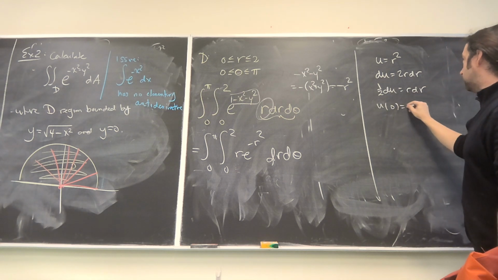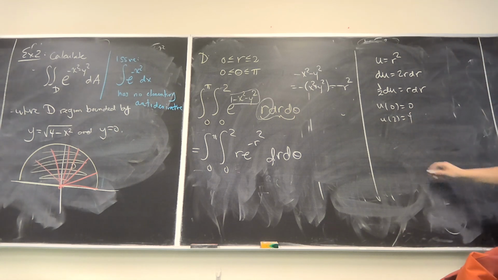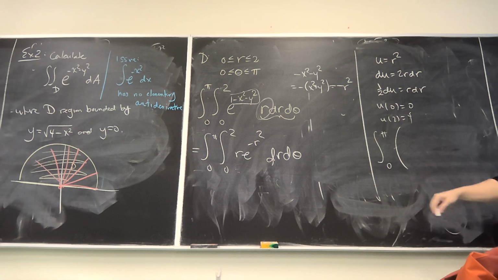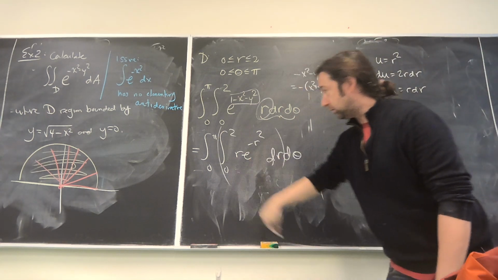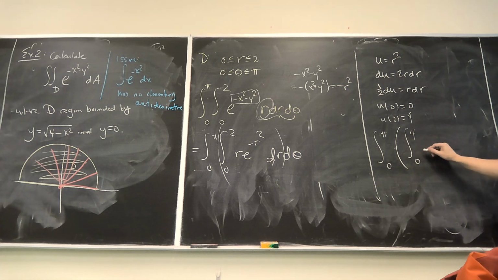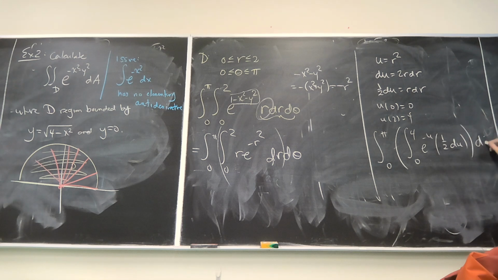U of 0 is equal to 0. U of 2 is equal to 4. And you end up with the integral from 0 to pi. The integral that we did the u sub on is the internal integral here of the iterated pair. So now it's the integral from 0 to 4 of e to the minus u times 1/2 du. And that's integrated d theta.